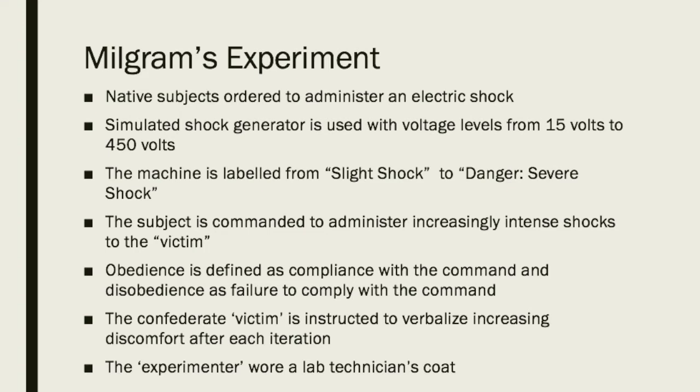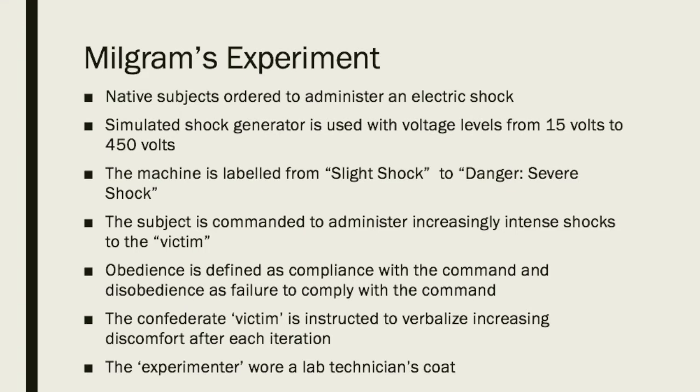The subjects were first given a small sample shock of 45 volts so that they accepted the authenticity of the generator. As the experiment unfolds, the subject is told by the experimenter to administer increasingly more intense shocks to the victim. Obedience in this context is defined as compliance with the command to administer the shocks. In contrast, disobedience is defined as a failure to comply with the command to administer the shocks.